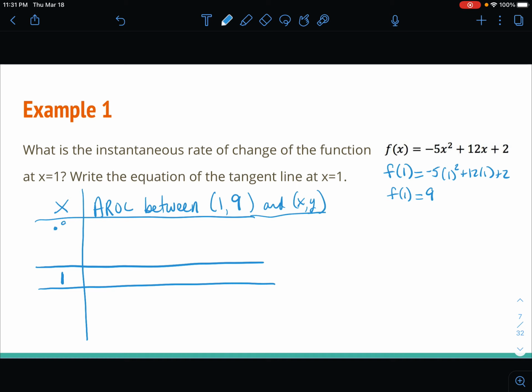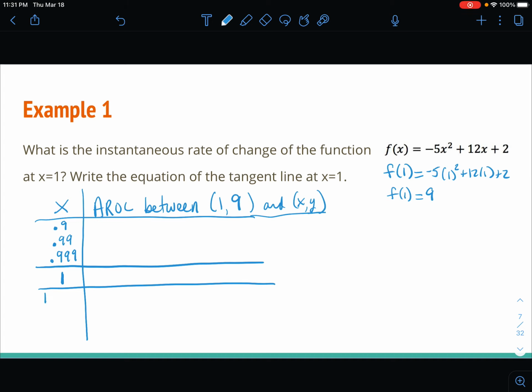Let's start here with 0.9. That's pretty close to 1. Then we're going to get even closer, 0.99. Then we're going to get super close, 0.999. Okay. Now from the other direction, so this is coming in from the left.